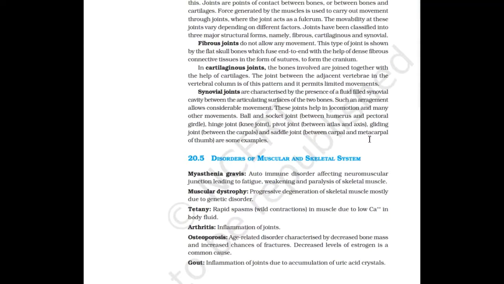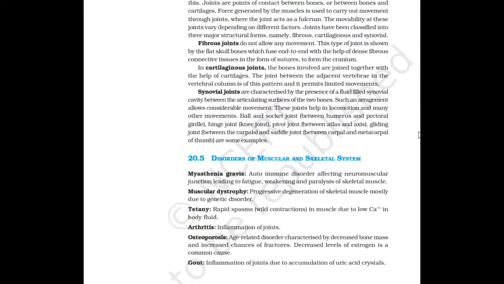In cartilaginous joints, the bones involved are joined together with the help of cartilage. The joint between the adjacent vertebrae in the vertebral column is of this pattern and it permits limited movements. Synovial joints are characterized by the presence of a fluid-filled synovial cavity between the articulating surfaces of the two bones. Such an arrangement allows considerable movement. These joints help in locomotion and many other movements.